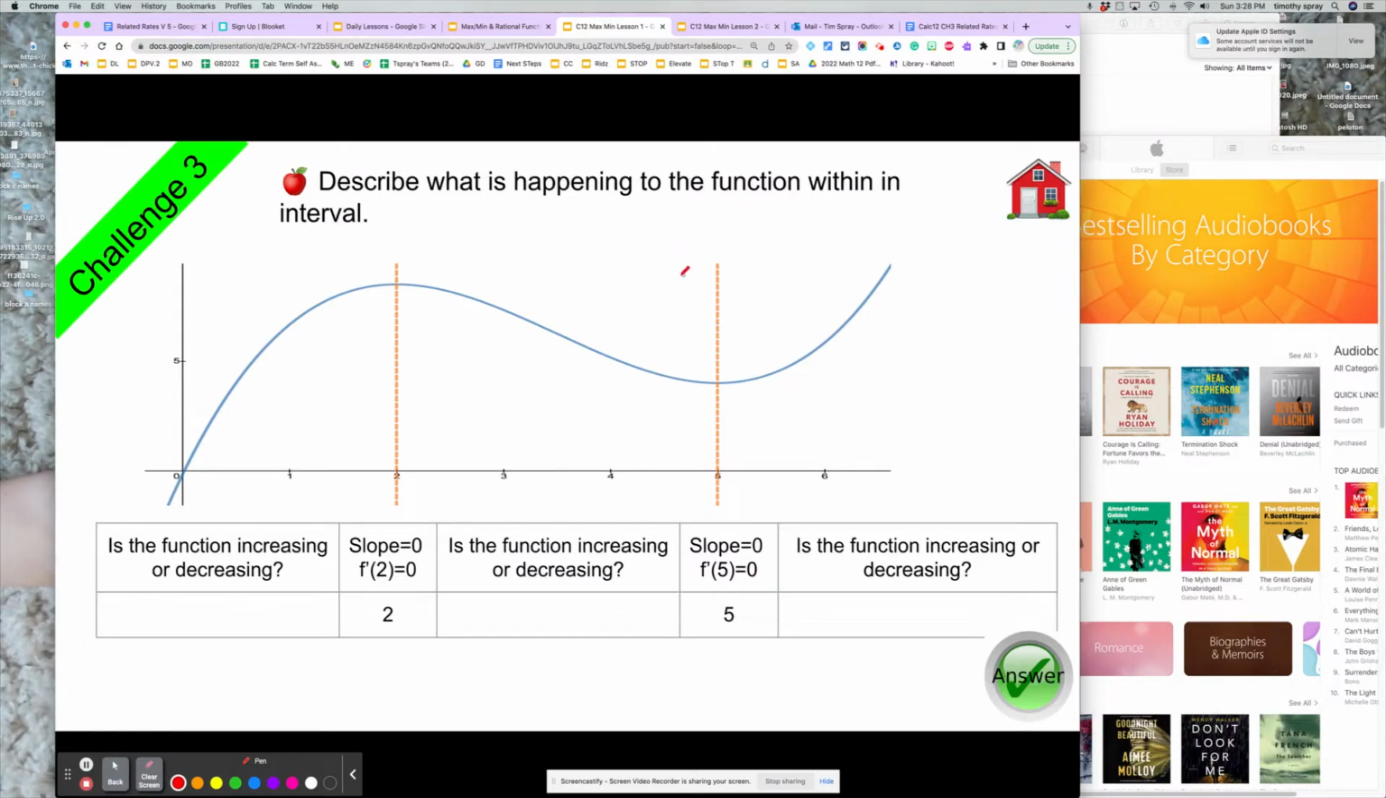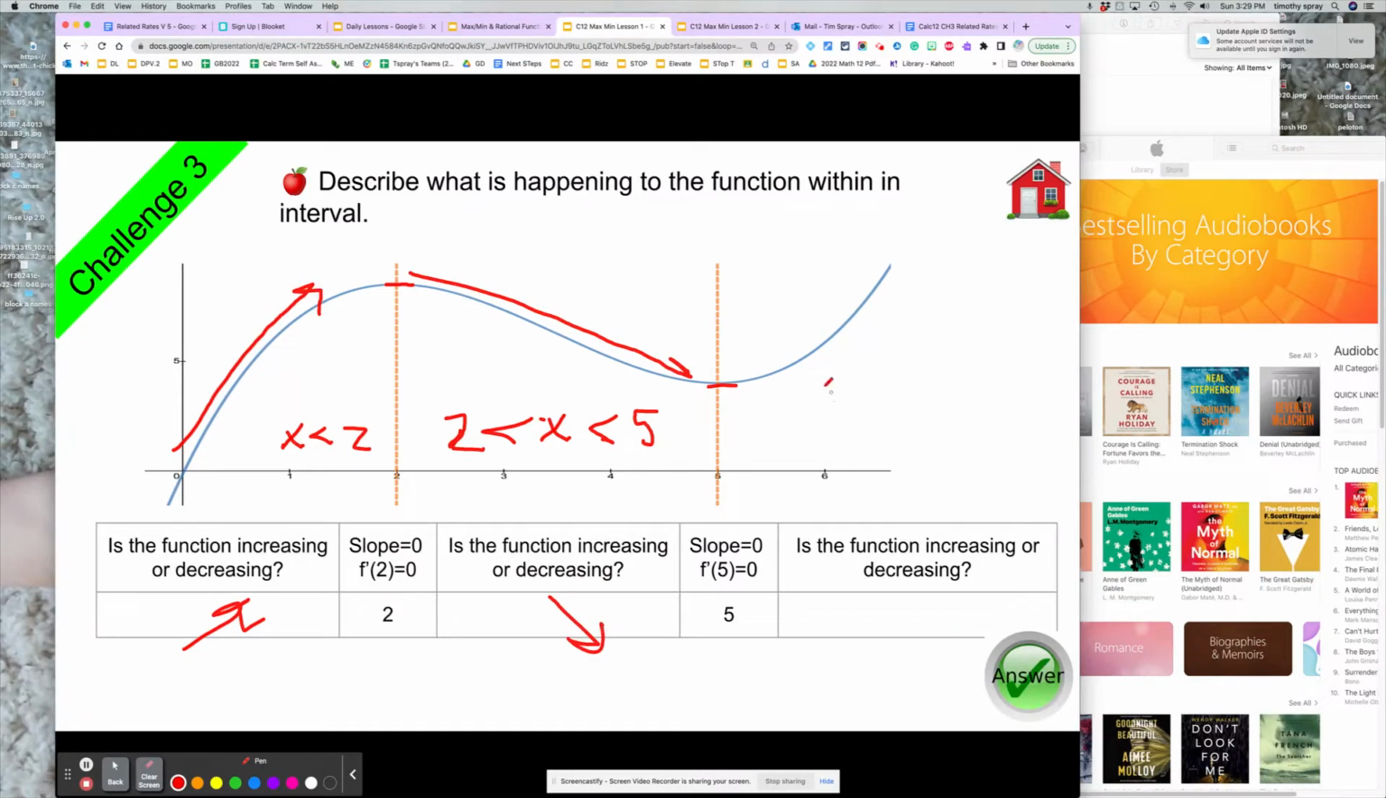Okay, describe what's happening to the function within each interval. So do you see that this slope here is 0 and this slope here is 0? So when x is less than 2, there's something clear happening in this interval, and that's that it's increasing. And when x is in between 2 and 5, something else is happening. It's clear. It's descending. It's decreasing. The slope is negative, and you can see beyond 5, when x is bigger than 5, we are increasing once again.